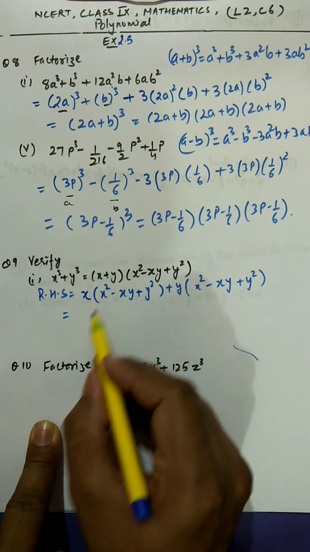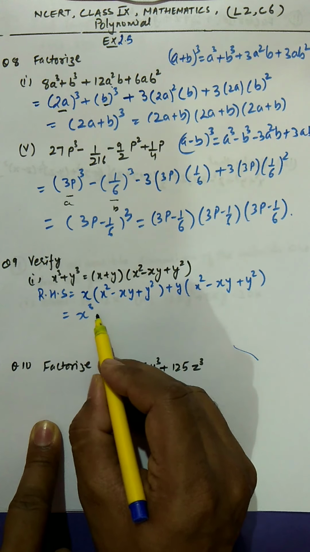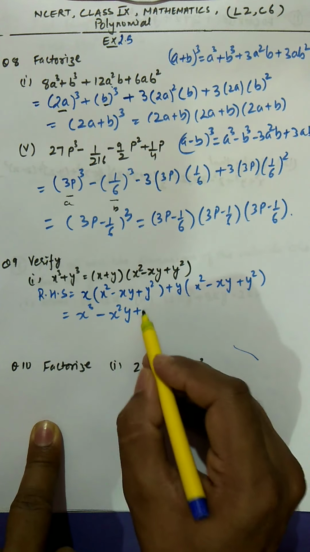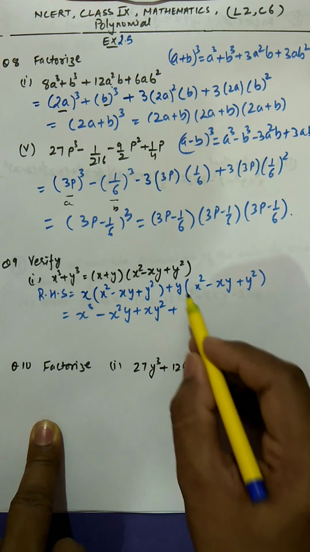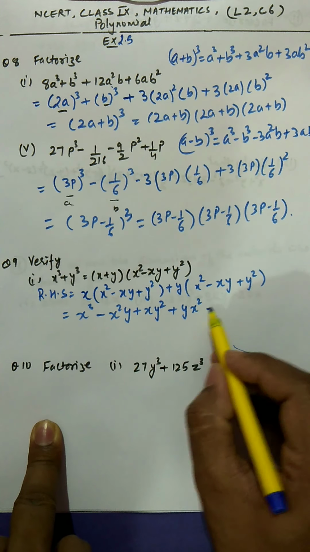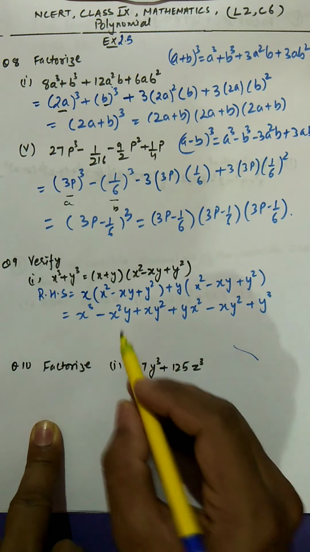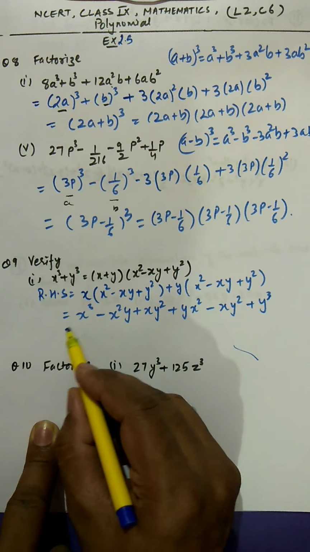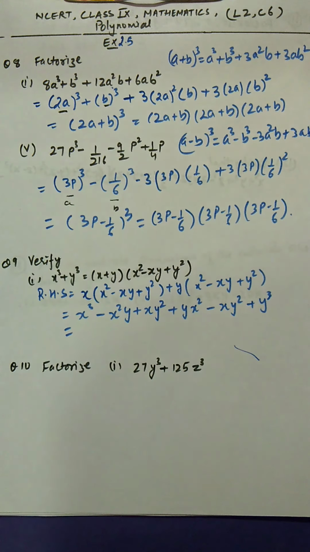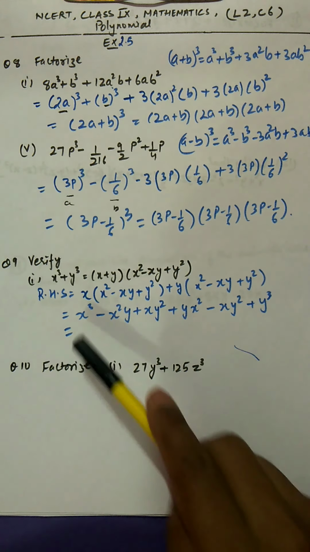Now open this: it becomes x cube, this will become x square y, this will become xy square, this will become y x square, this will become xy square, and this will become y cube. So you can see all terms are now getting cancelled. Only two terms will be left, x cube and y cube.